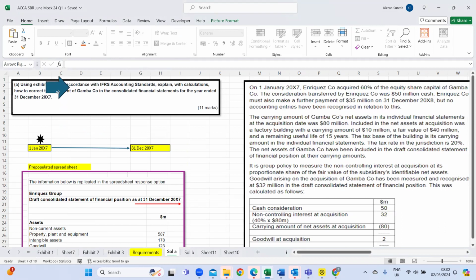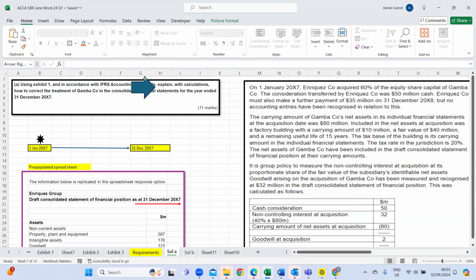And using exhibit 1, in accordance with the IFRS accounting standards, they haven't told me which accounting standard is relevant. I need to identify that. And I've been told to explain with calculations. So I need to explain, and I also have to do the calculations.